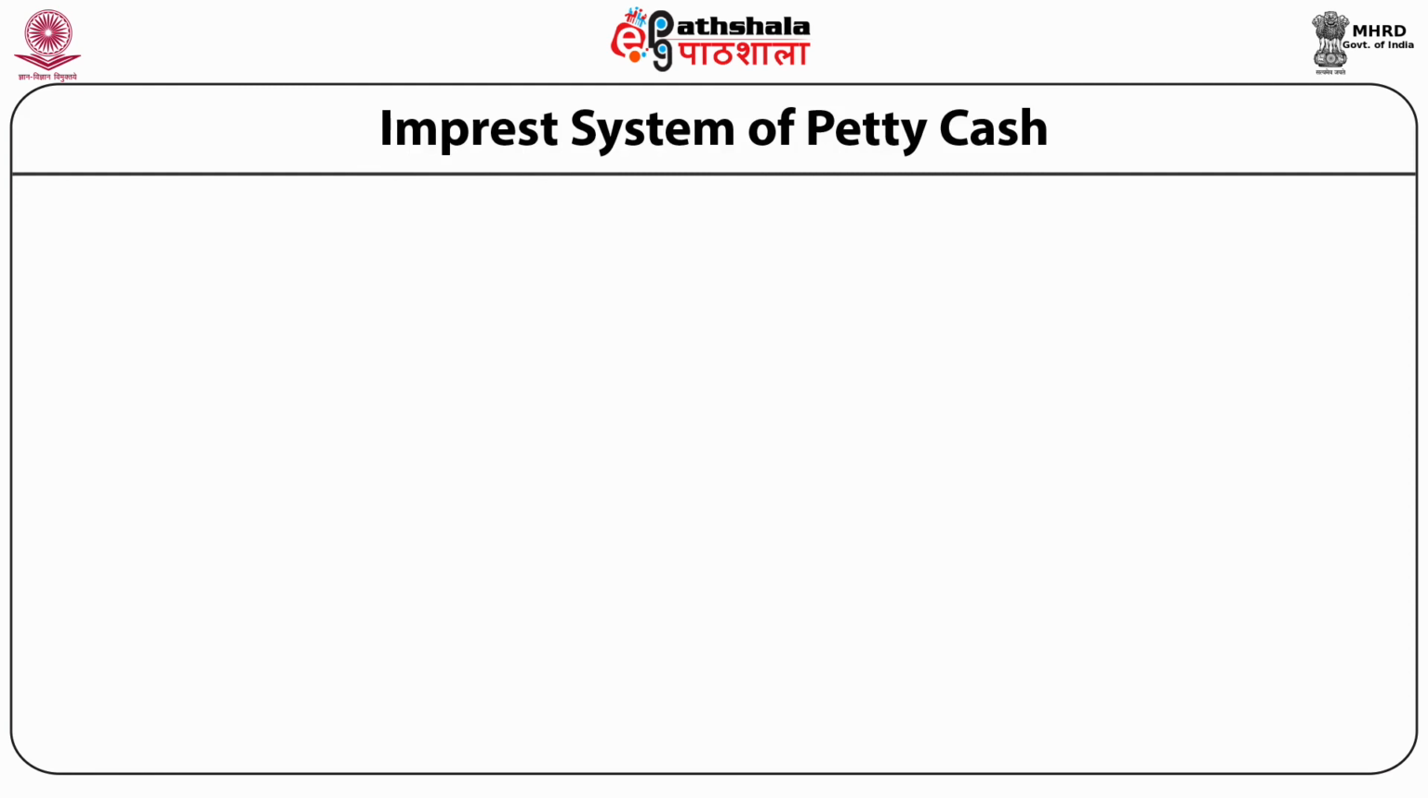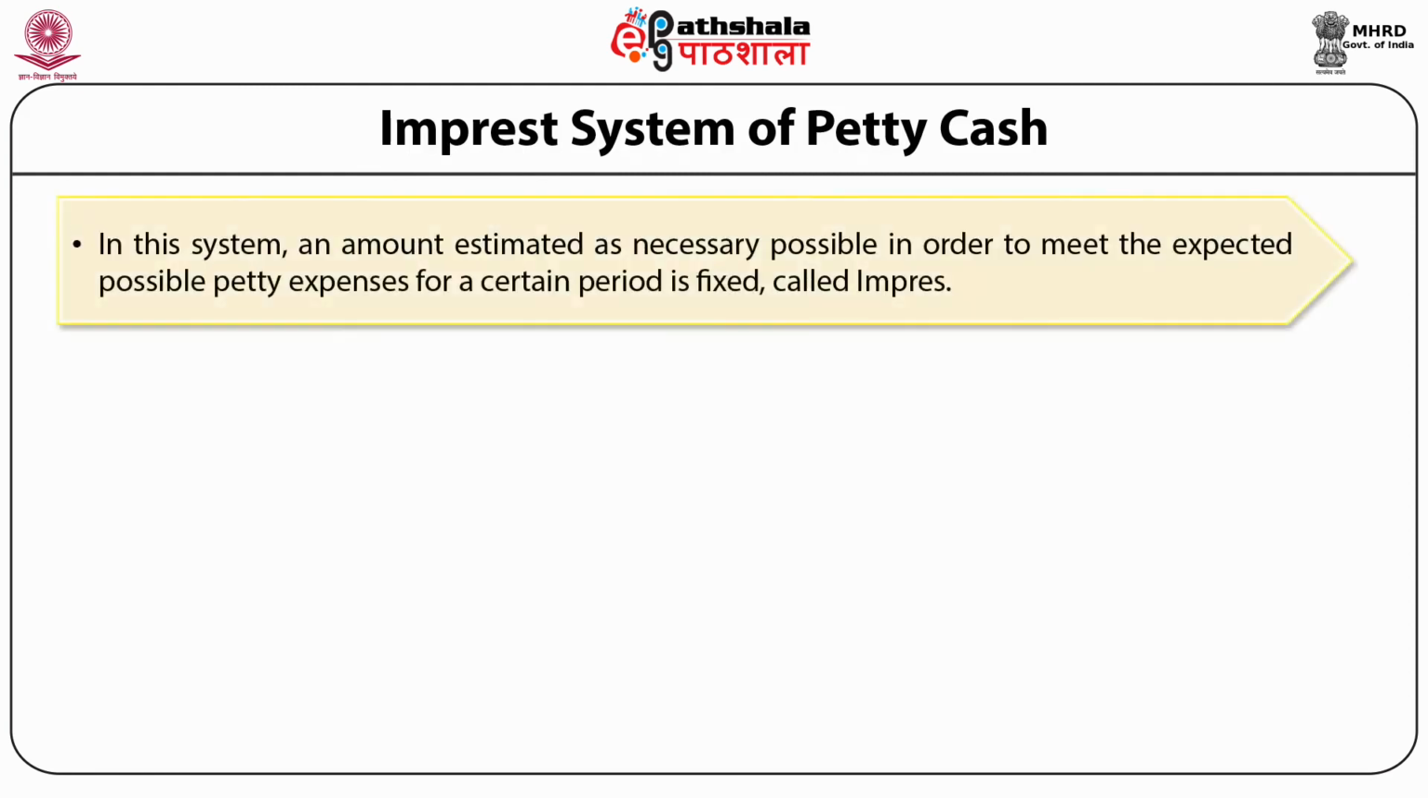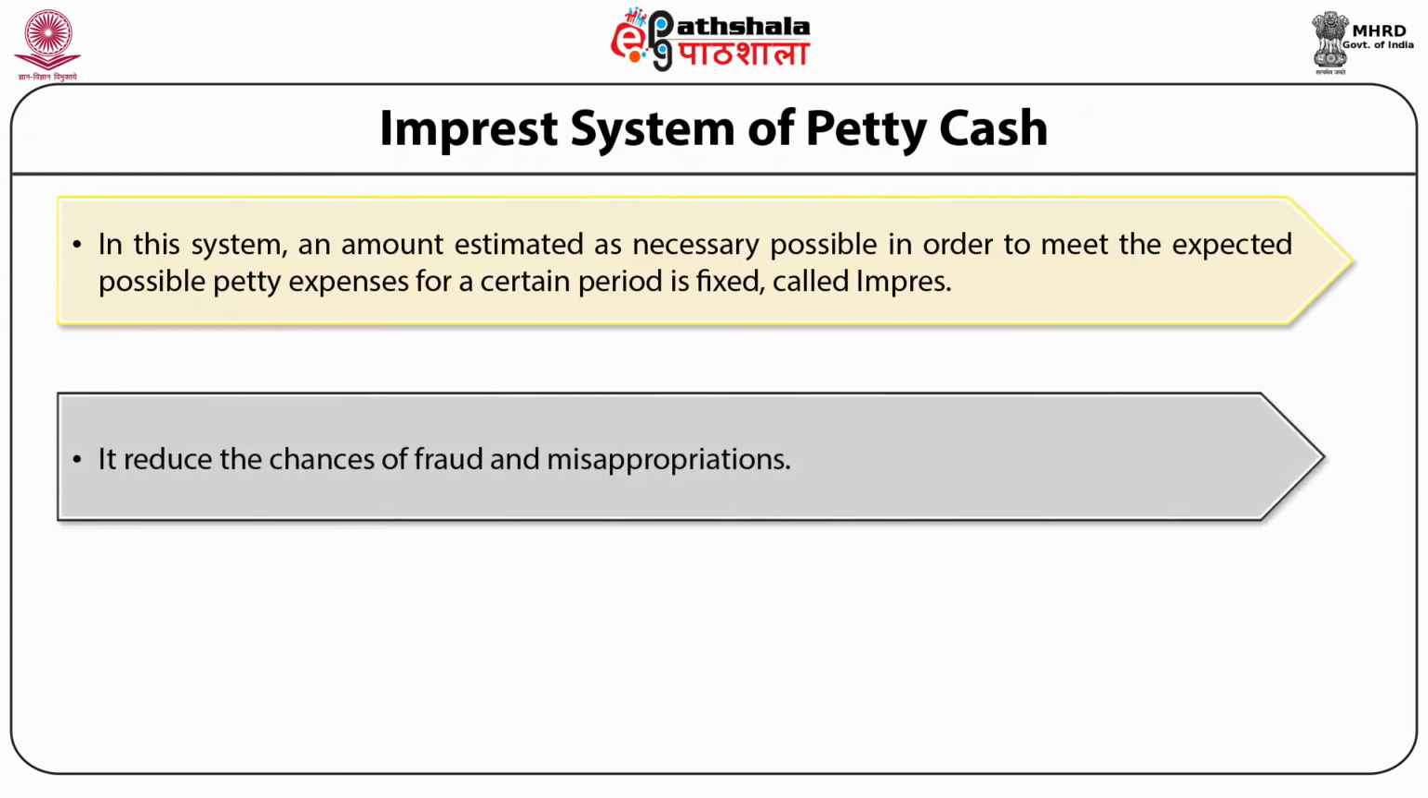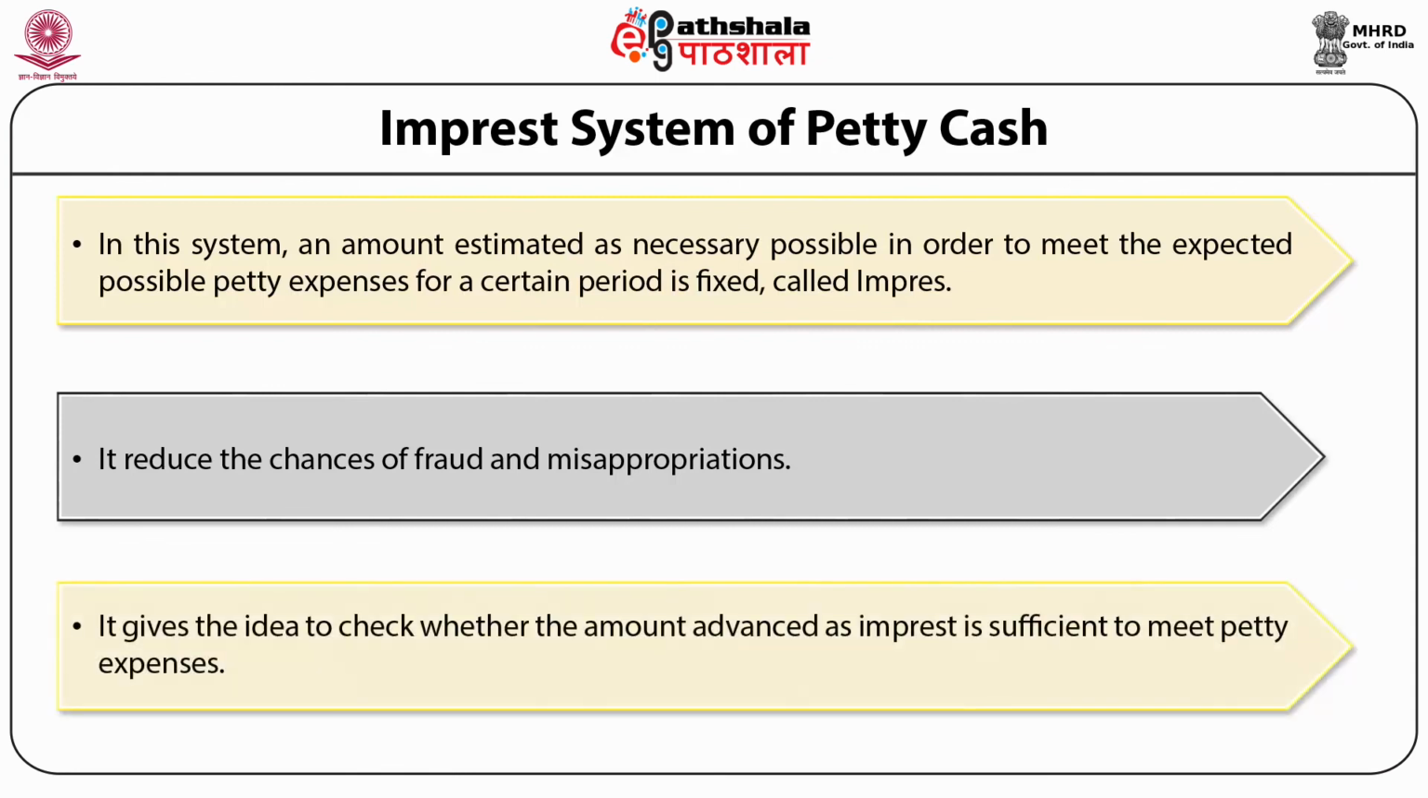Under this system, the amount with petty cashier may not necessarily be the same in the beginning. Imprest system of petty cash. In this system, an amount estimated as necessary to meet the expected petty expenses for a certain period is fixed, called imprest. It reduces the chances of fraud and misappropriations. It gives the idea to check whether the amount advanced as imprest is sufficient to meet petty expenses.